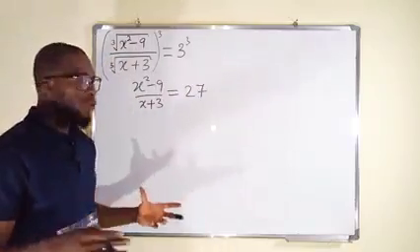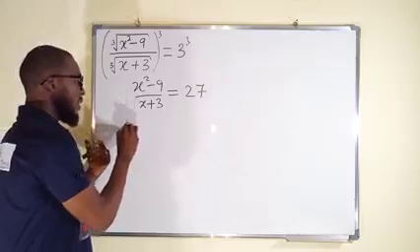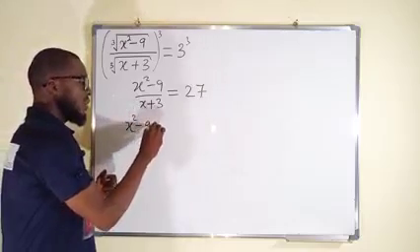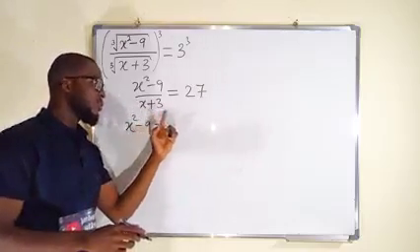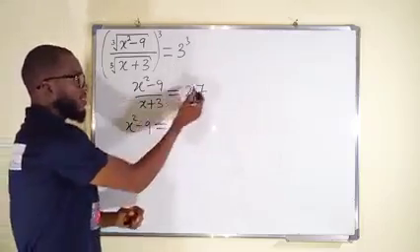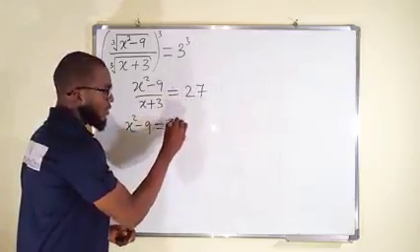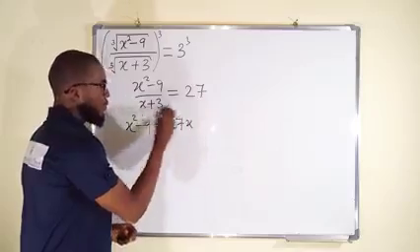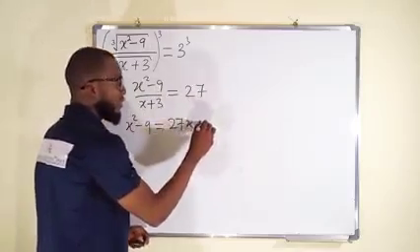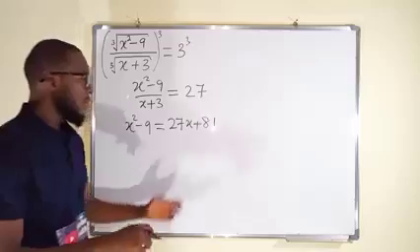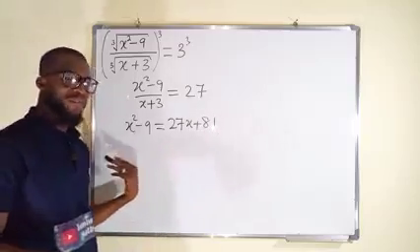We are going to cross multiply. To the left, we have x squared minus 9. To the right, we have x plus 3 times 27. X times 27 is 27x. 3 times 27 is 81. Now let us bring everything to the left.